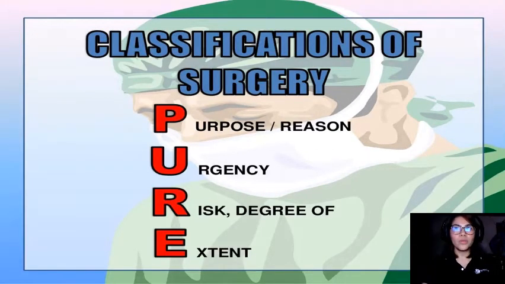And the next one, we have classifications of surgery. We have the PURE acronym for this one. Letter P, we have the purpose or the reason, nga magpa-surgery ang patient. Then we have the urgency, or urgently iyahang case. Then we have letter R, risk, or the degree of risk of the surgery. And letter E is the extent, kung asa taman ang operahan sa patient. So those are your PURE classification of surgery.